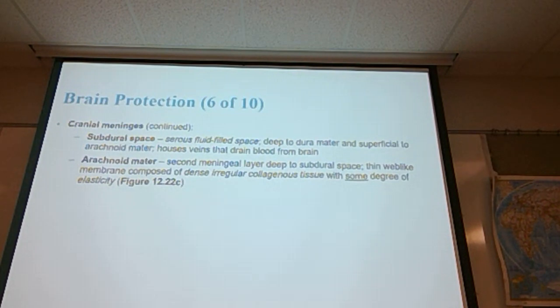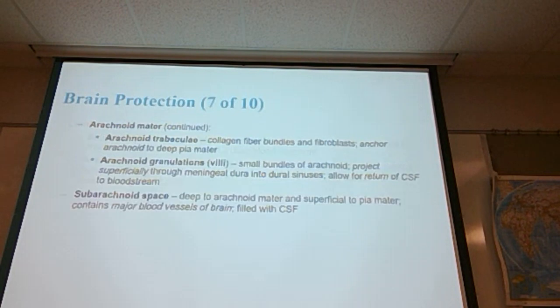It is a thin web-like membrane. That's where it gets its name. It is composed primarily of dense, irregular collagenous tissue and some degree of elasticity. The little bit of movement the brain is allowed is due to the arachnoid mater. And that movement is very little.